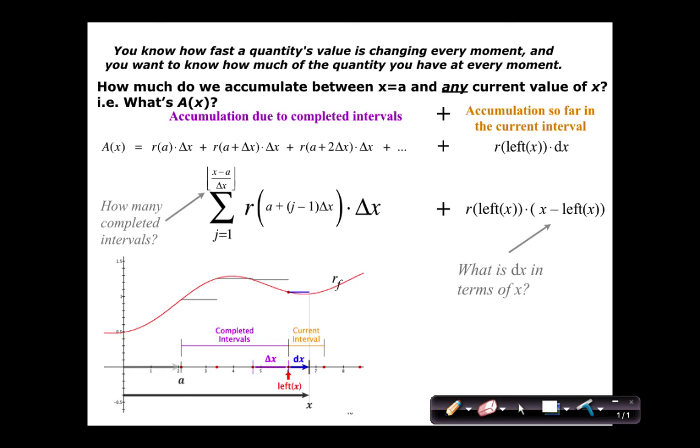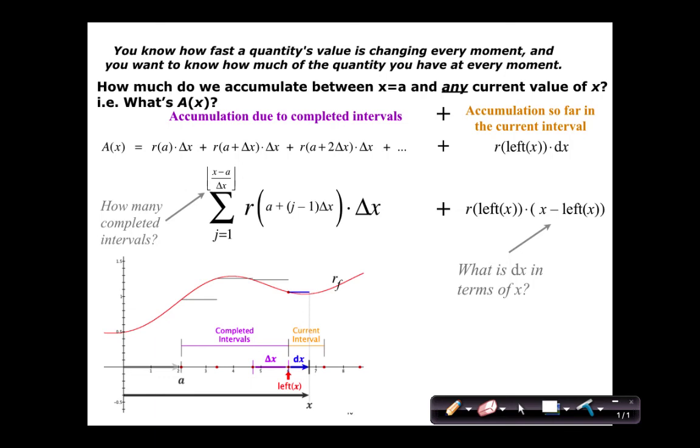So this is the entirety of a generalized approximate accumulation function. It is a function because I didn't mention a specific input x like 6.75 or something like that. I also didn't have a specific function r that I evaluated or a fixed number of intervals. So what I've got is a whole bunch of rates times delta x. How many of them? Well, it depends on what x is.